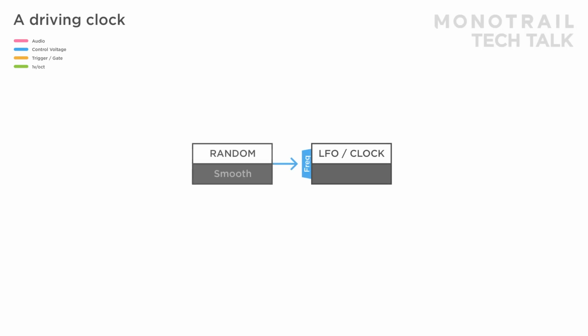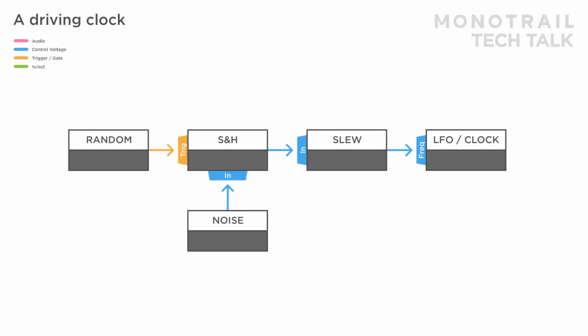Modulating the clock with smooth voltages will give you flowing changes, but you can also use a direct or slewed sample and hold signal. Use an attenuator if you need to control the modulation depth. This changes the clock from one speed to another and holds it steady for a while.